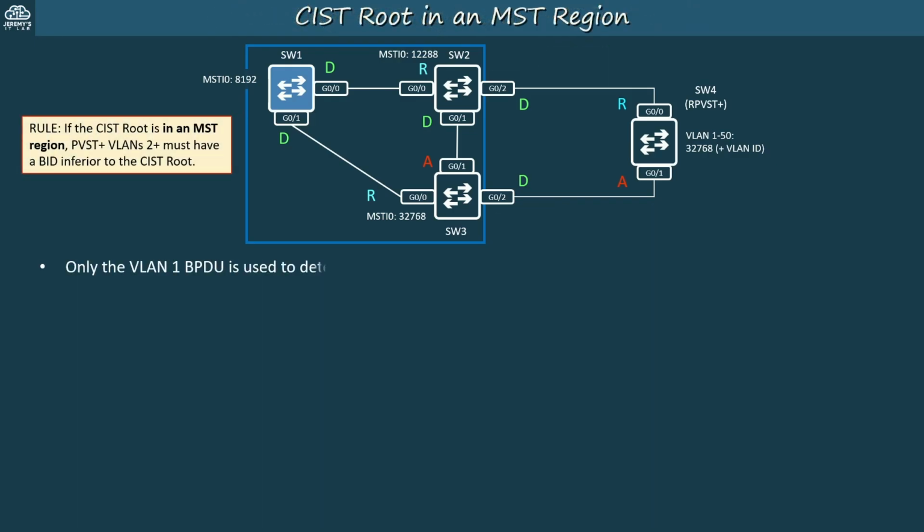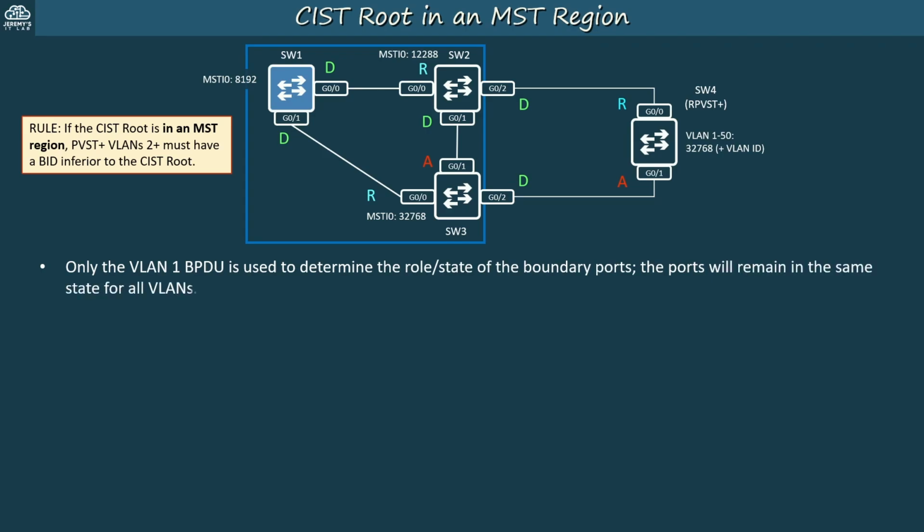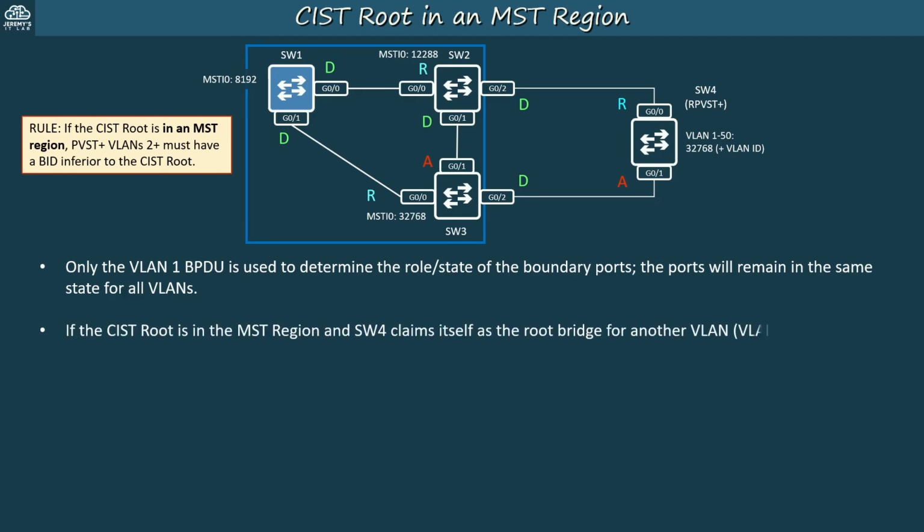So as you know, only the VLAN 1 BPDU is used to determine the role and state of the boundary ports. The ports will remain in the same state for all VLANs. This means that if the CIST root is in the MST region, and switch 4 claims itself as the root bridge for another VLAN, VLAN 2 or above, a loop can occur. Let's see how that works.